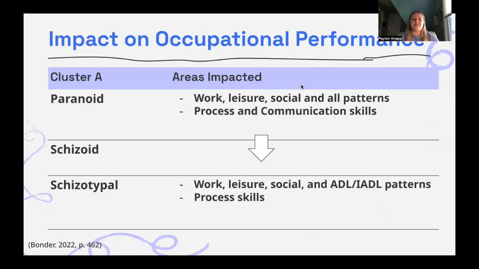So here's more of a breakdown of the impact on occupational performance in each cluster and in each different personality disorder. For paranoid, we might see work, leisure, social, and all patterns are impacted, along with processing communication skills. And that's the same for schizoid as well. And then for schizotypal, we'll see impairment in work, leisure, social, and ADL and IADL patterns, and again with process skills.